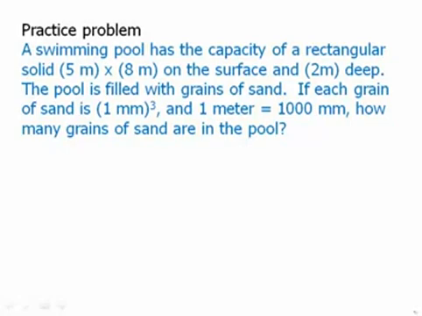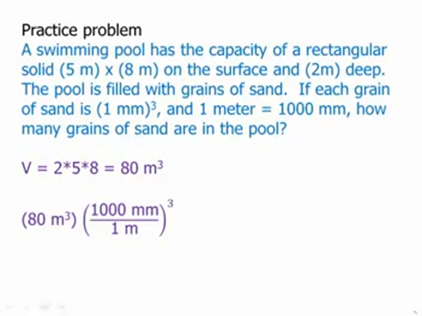So they give us the dimensions of the pool in meters, and then we want to fill it with sand, which is given in cubic millimeters. So first of all, we can figure out the volume of the pool. The volume of the pool, 2 times 5 times 8, well that's 10 times 8, which is 80. 80 cubic meters. And then the question is, how many cubic millimeters are there in 80 cubic meters?